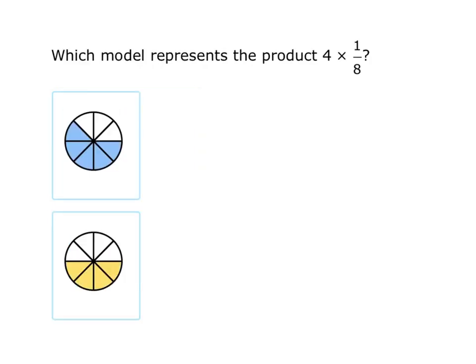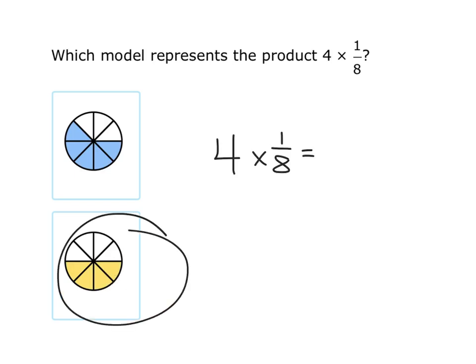Which model represents the product 4 times 1/8? We'll take a look at this one. I've got 1/8 times 1, 1/8 times 2, 1/8 times 3, and 1/8 times 4. So this is 4 times 1/8. If I were to solve 4 times 1/8 mathematically, that would be a total of 4/8, and you'll clearly see that that picture represents that.